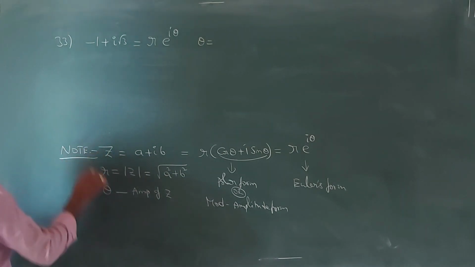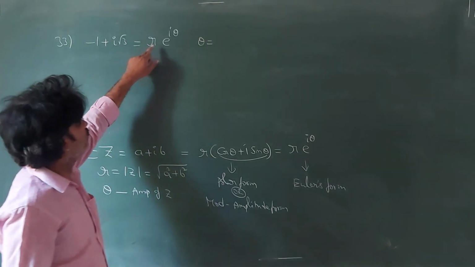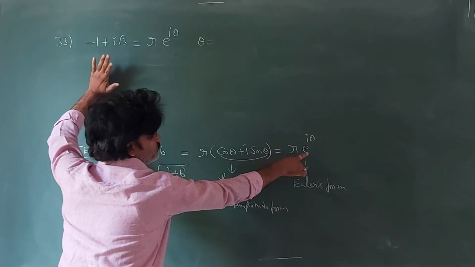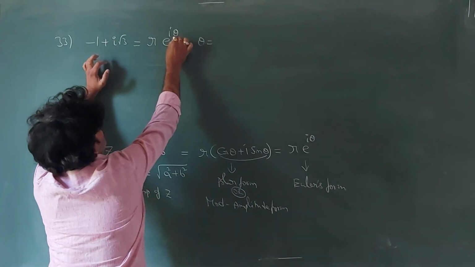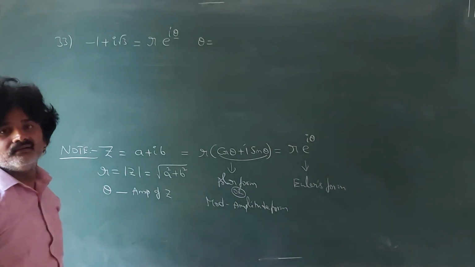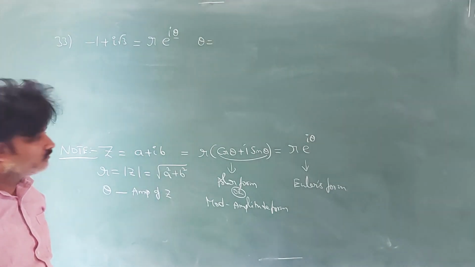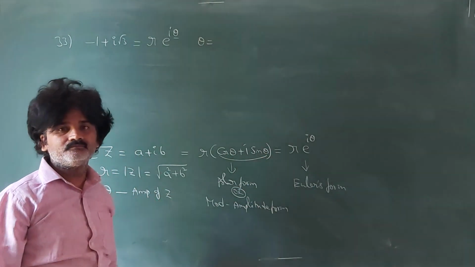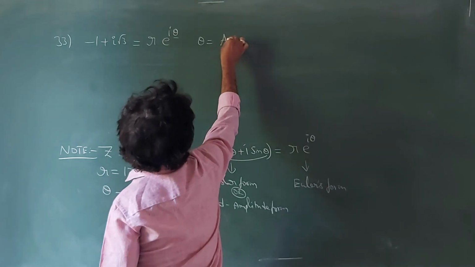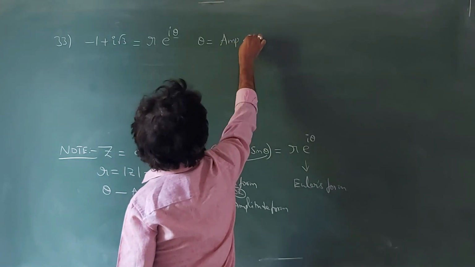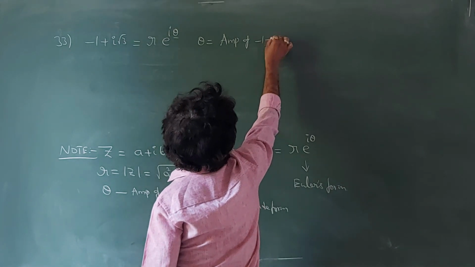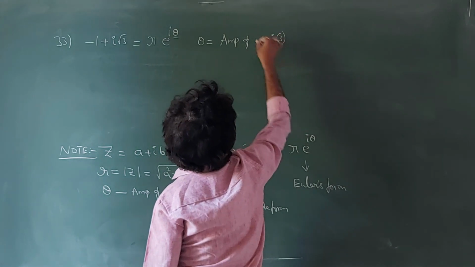What is the problem? They give this complex number as r into e power i theta. They express the complex number in this format. Then they are simply asking what theta is. Theta is nothing but the amplitude of the complex number. So theta means the amplitude of this complex number, minus 1 plus i root 3.